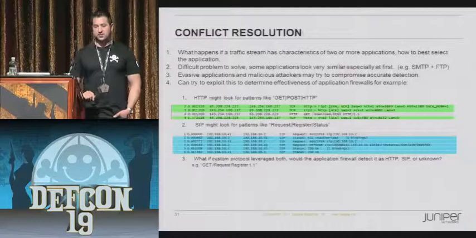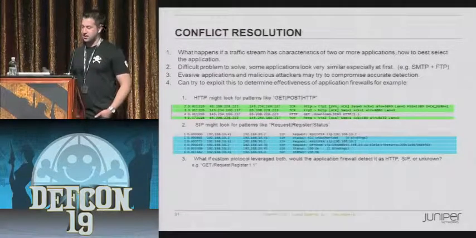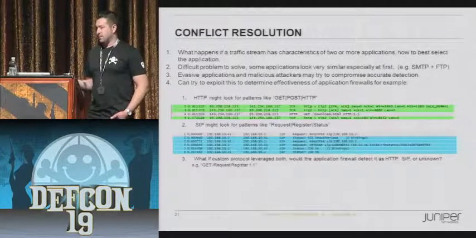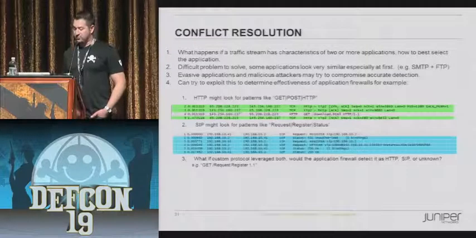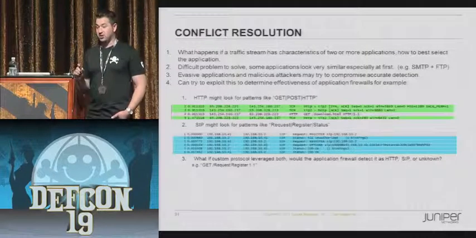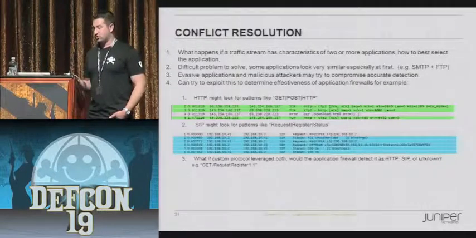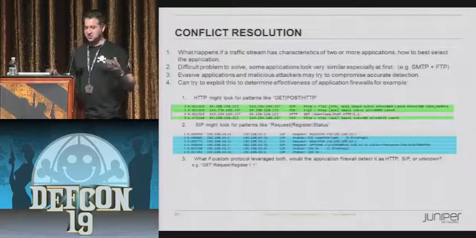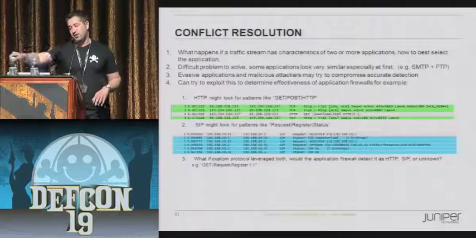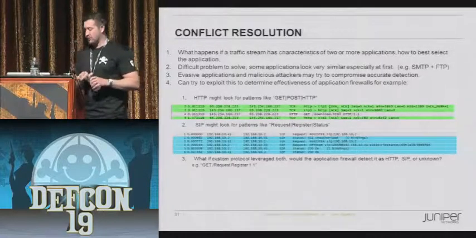Now, a really interesting thing has come up, which we've noticed, and different implementations are going to handle this differently, but it's called conflict resolution. And this is something that an attacker might be able to do. What happens if you have an application that matches more than one application? SMTP and FTP are very similar. They could potentially match each other's. How do you resolve conflicts in the actual application detection? And that could potentially be used to an attacker's benefit.